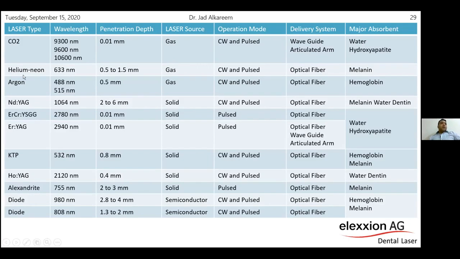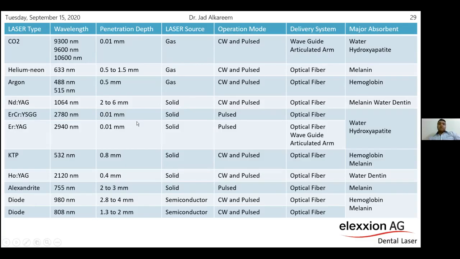Then I will skip the helium and the argon. I will go to the Nd:YAG, erbium chromium, and erbium YAG. You can see that the Nd:YAG has a penetration depth of from 2 millimeter up to 6 millimeter into the tissue. The laser source is a solid medium. It can be used in continuous wave and in a pulsed wave. The delivery system is an optical fiber, and the major absorbent is the melanin, water, and hydroxyapatite, or the dentine.